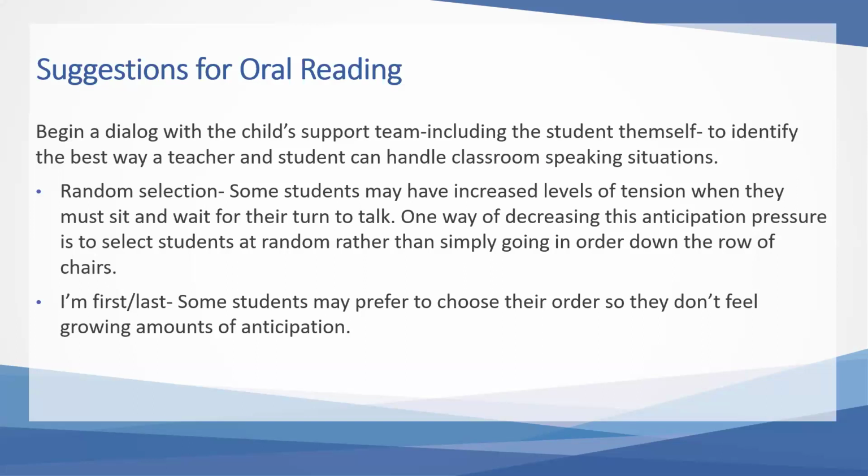Some kids would prefer random selection when oral reading. They might have increased levels of tension when they must sit and wait for their turn to talk. One way of decreasing this anticipation pressure is to select students at random rather than going in the order of the row of chairs, building that anticipation person to person. Some people may like that. It might give them more of an opportunity to prepare. Again, all depends on the kid. Lots will prefer the I'm first, I'm last, where they can choose their order so they don't feel growing amounts of anticipation.